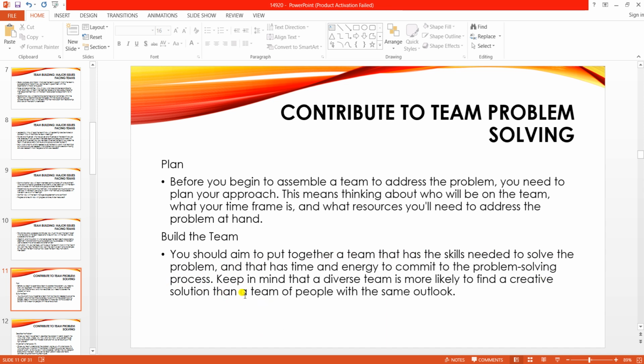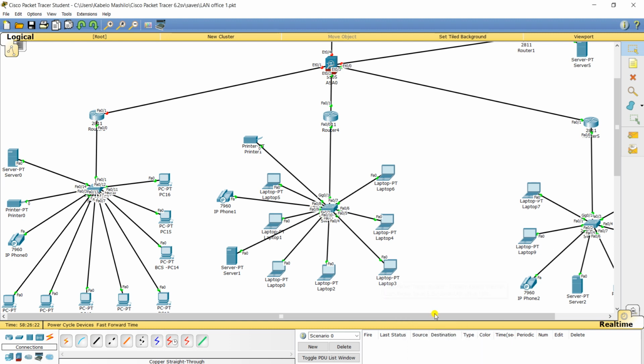You need to assemble people that will be able to solve issues and problems whenever encountered, and who also have the time and energy to commit to the problem-solving process. And keep in mind that a diverse team is more likely to find a creative solution than a team of people with the same outlook.